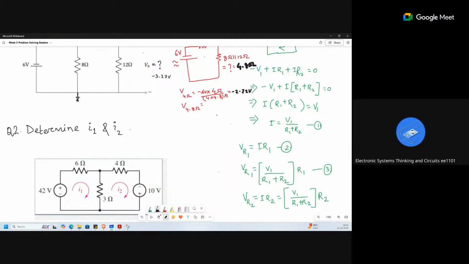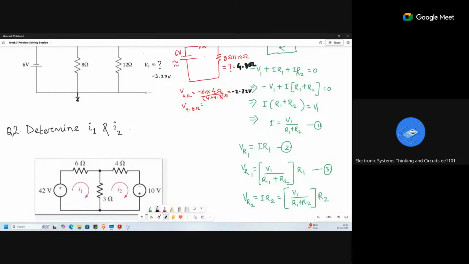Did everyone get this? Yes, ma'am. Nitish got it. Anyone else? Yes, ma'am, I got it. But I have a doubt with regard to the convention of the voltage sign. Pardon? Can you repeat? Voltage sign. How do we get minus?